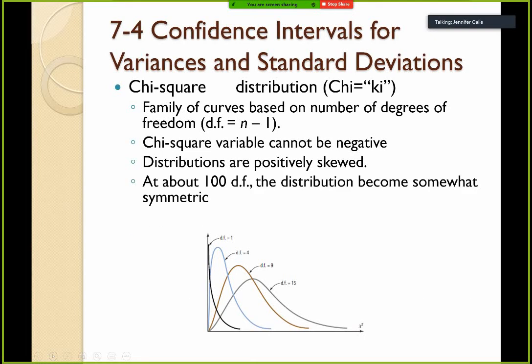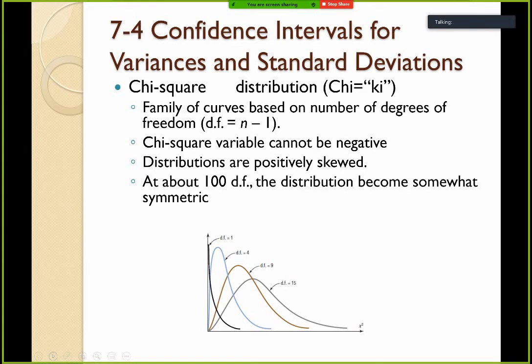At about 100 degrees of freedom, and most of the stuff we work with, our sample sizes are smaller than that, but if we get to about 100 degrees of freedom, the distribution does become somewhat symmetric. And you can see, I do have the little figure on your handout there. You have degrees of freedom 1, and then there's 4, and then there's 9, then there's 15. So as the degrees of freedom are increasing, you slowly do start to see that curve creeping towards becoming symmetric. It's slowly getting there.